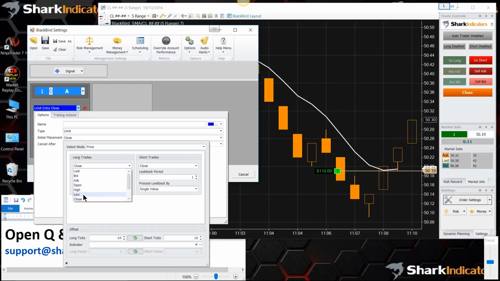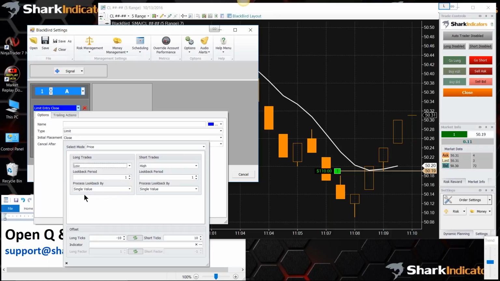So to be safe, if you want to add some safety, for a long trade we could use the low of the bar minus 10 ticks. That should give you enough safety to then go and move your limit order wherever you want. And of course, if it's a short trade, it's going to use the high of the bar and add 10 ticks.